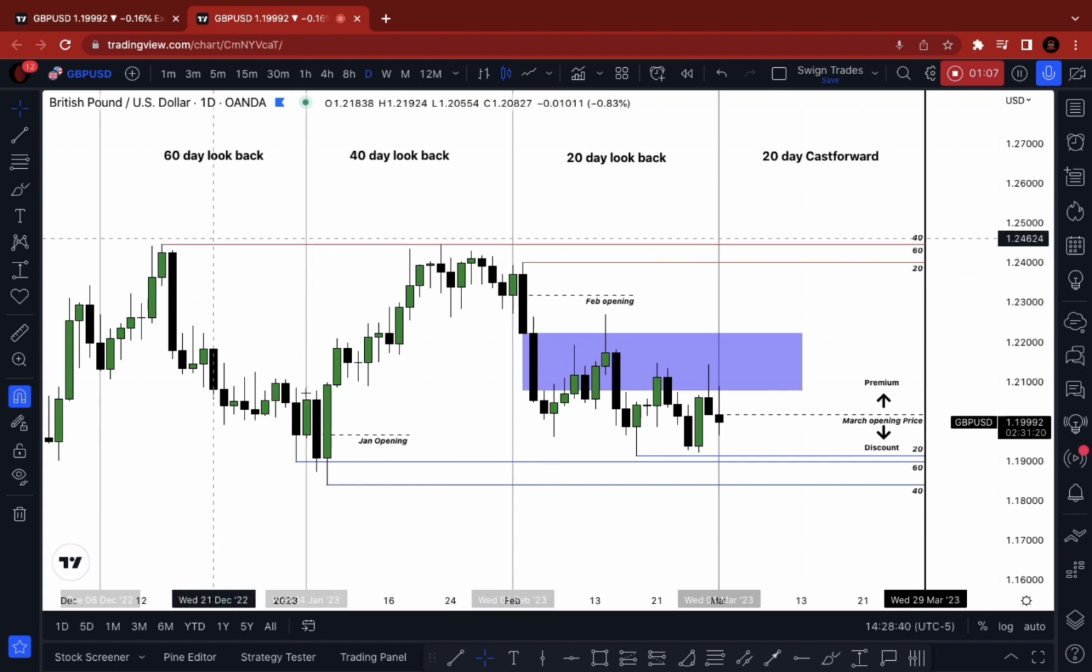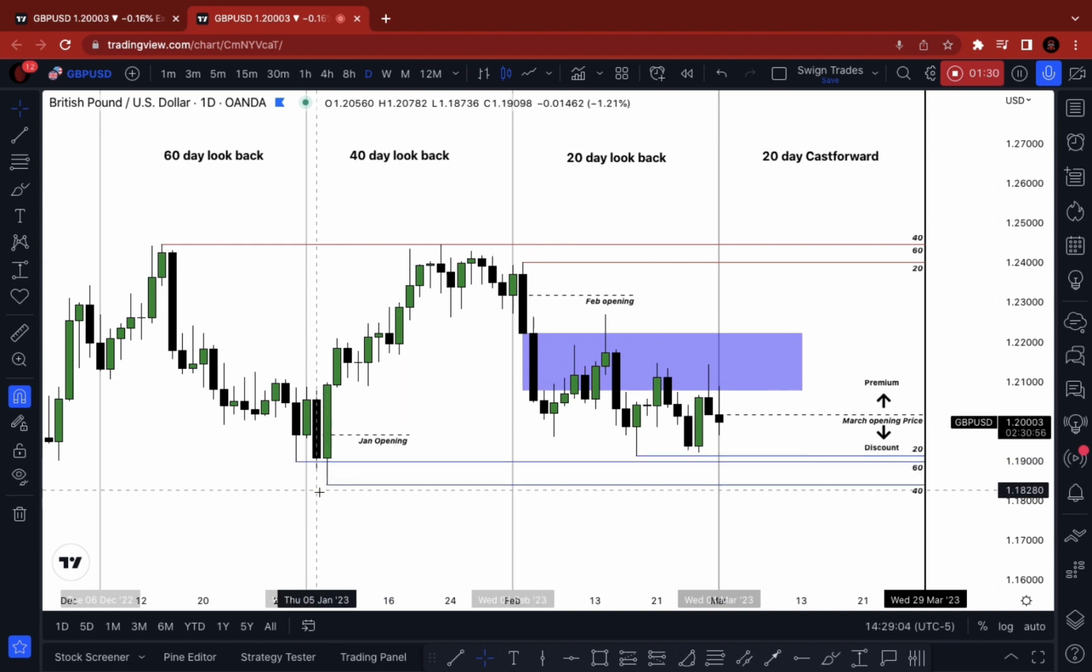So anybody that was selling has a protective stop loss above these highs. Anybody that was buying from these rallies up has a protective stop loss below the lows. Yes, this 60-day low has been mitigated already, so there's not going to be much sell side liquidity here. It's just going to act as a significant level, an old low.